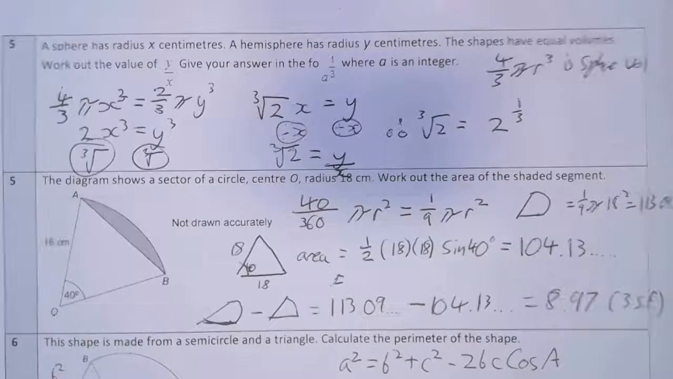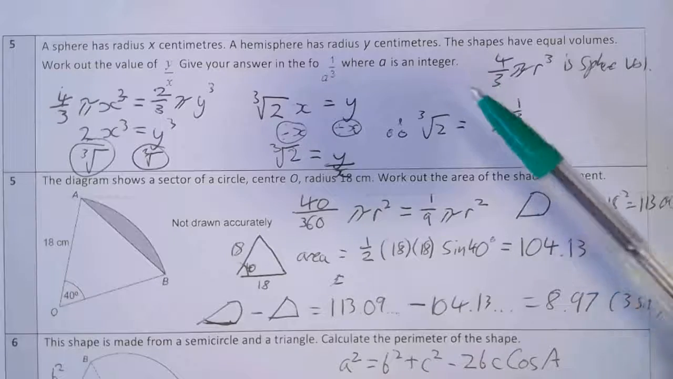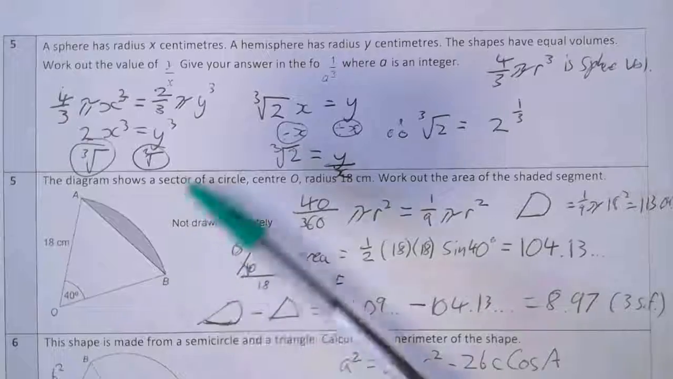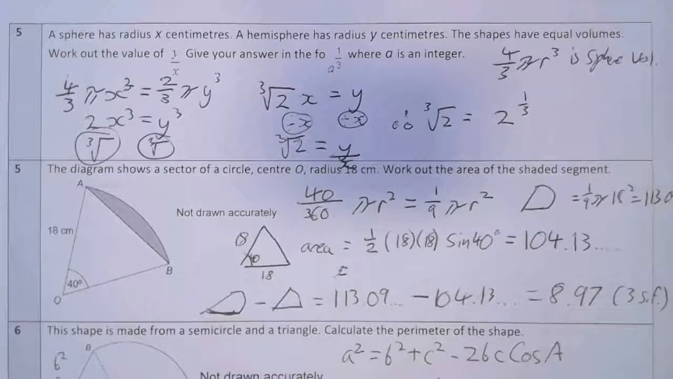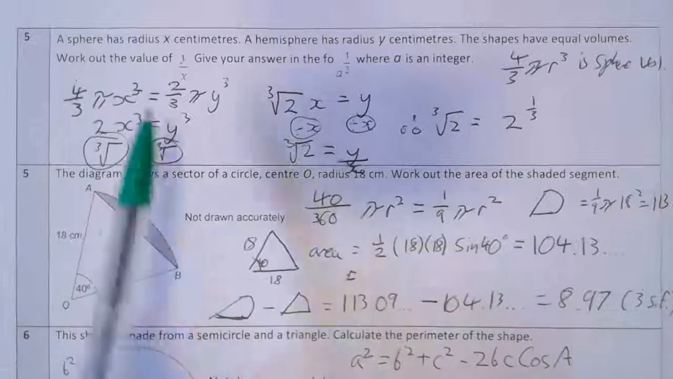A sphere has radius x centimeters. A hemisphere has radius y centimeters. The shapes have equal volumes. Work out the value of y over x. Give your answer in the form a to the power of 1/3, where a is an integer. So I set this situation up.